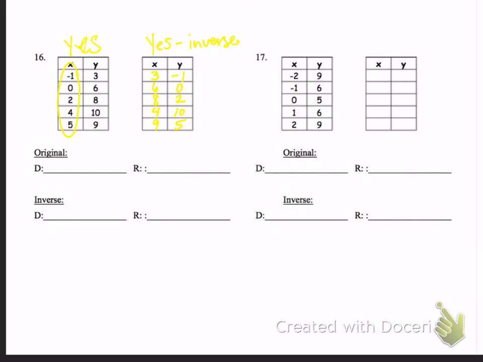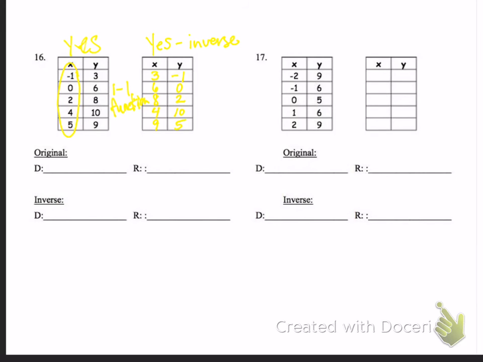And so if the original is a function and the inverse is a function, that means it's a what type of function? One-to-one. That means no x's, no y's repeat. I should say function.